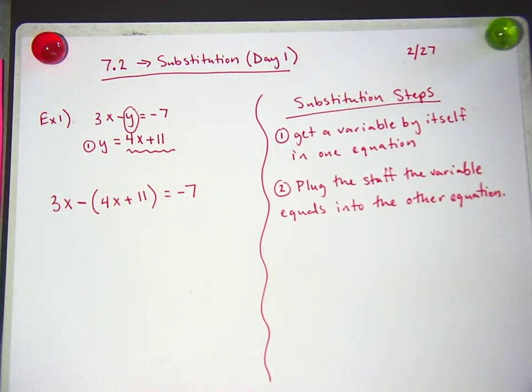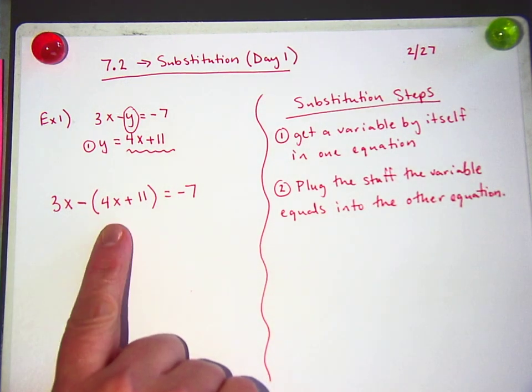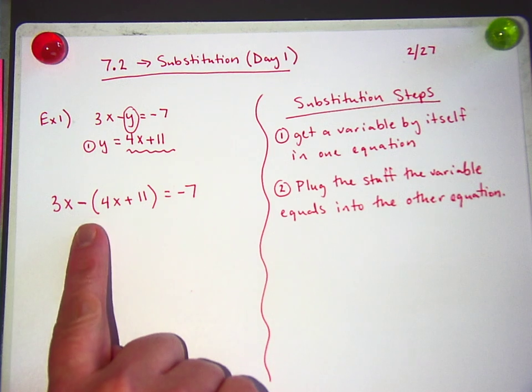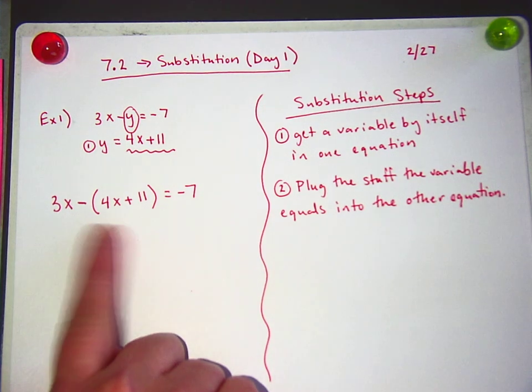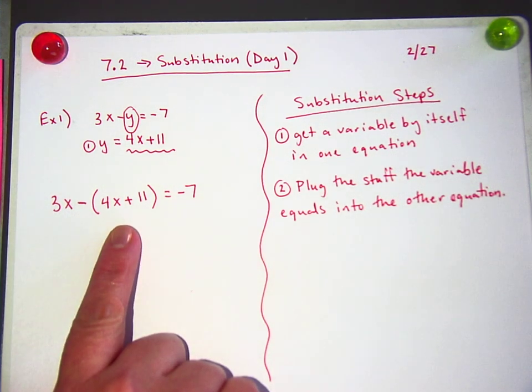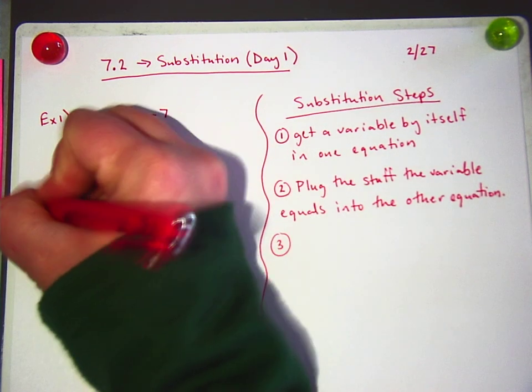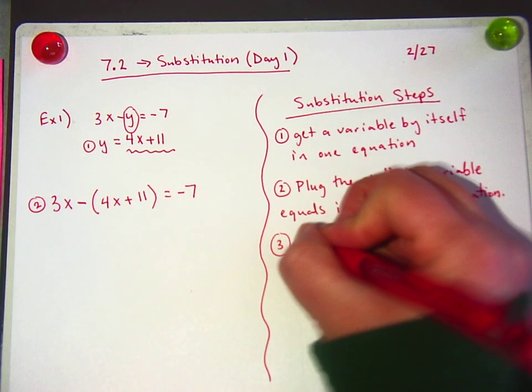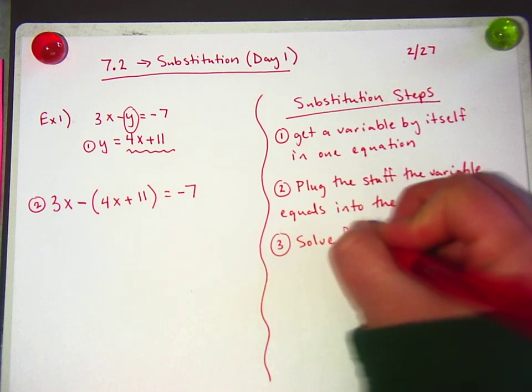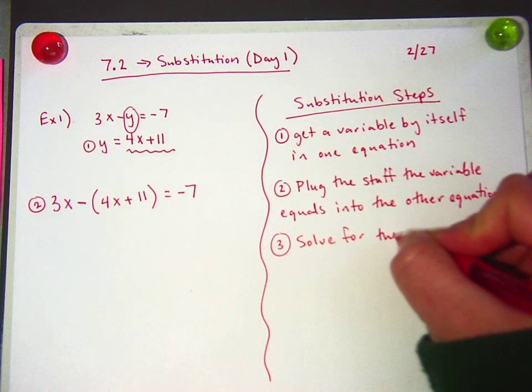Okay. Do you see the benefit to this? What just happened? Why can I solve this now? I can distribute the -1, and also there's no y's in there anymore, right? Now it's just x's, so now I can solve it. All right, so step 3, I guess this was step 2, plugging one into the other. Step 3 is solve for the remaining variable.